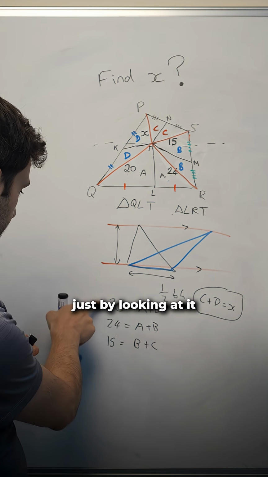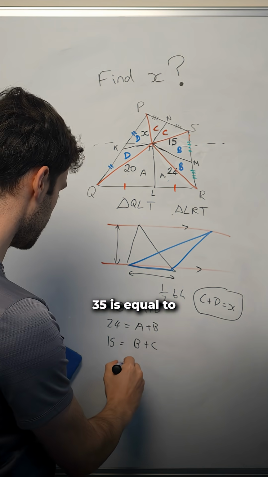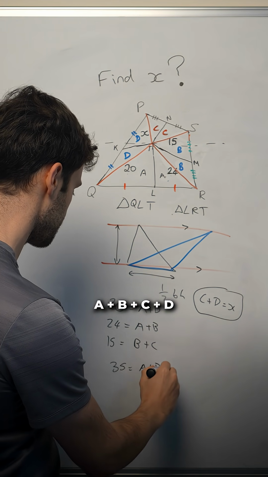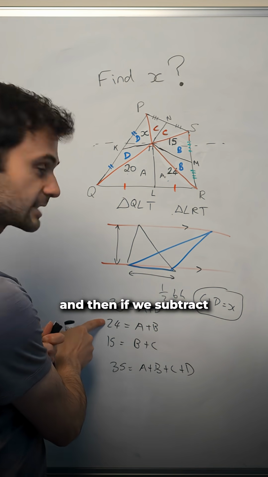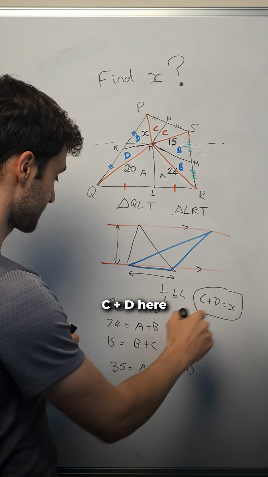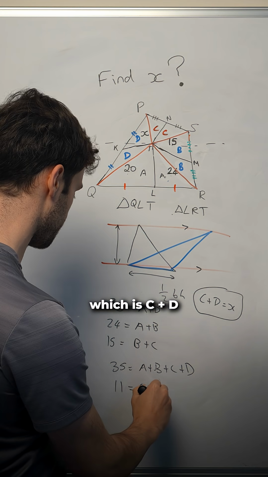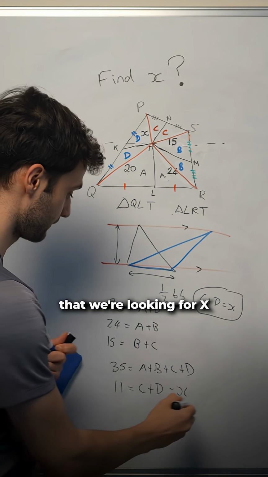And I think just by looking at it, if we add the first and the third equations together, we're going to get 35 is equal to A plus B plus C plus D. And then if we subtract the second equation from that, the 24 equals A plus B, we're going to get our C plus D here. So we subtract 24, which is going to give us 11, which is C plus D. And that is the area that we're looking for, X.